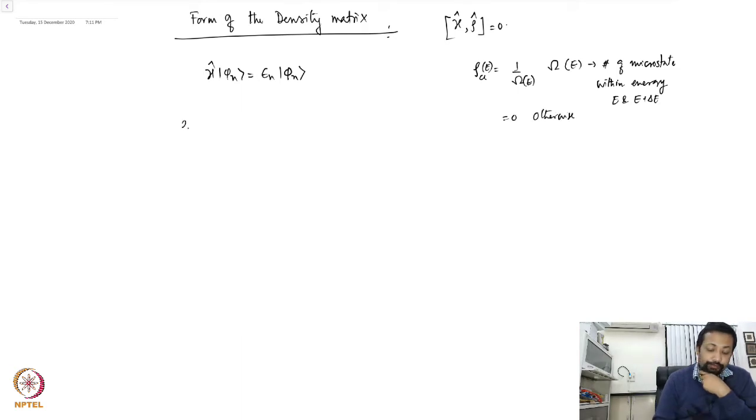So for a quantum mechanical system, we can write down the density matrix rho hat as 1 over omega times delta of H hat minus E. And since the trace of rho hat is equal to 1, this would imply that omega of E is given by the sum of delta of E minus En.